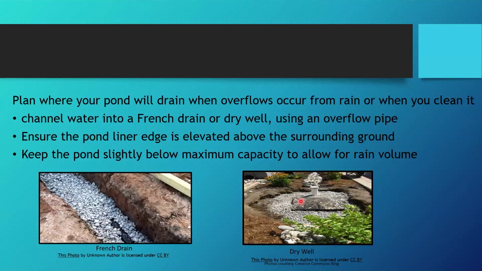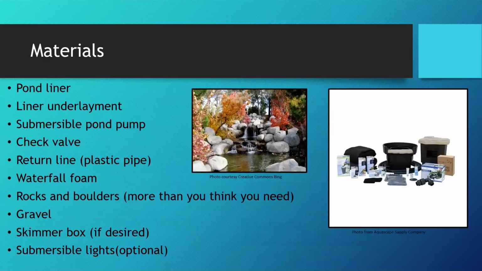But you can also make sure that at construction, you elevate your pond liner edge so that water that falls on your driveway or sidewalk, which is known as sheet flow, will not flow into your pond, which would also carry dirt and other debris into your pond. So if you elevate, that won't happen. Or you can simply keep your pond slightly below maximum capacity to allow for any rain volume that might cause an overflow. So you have some decisions to make there.